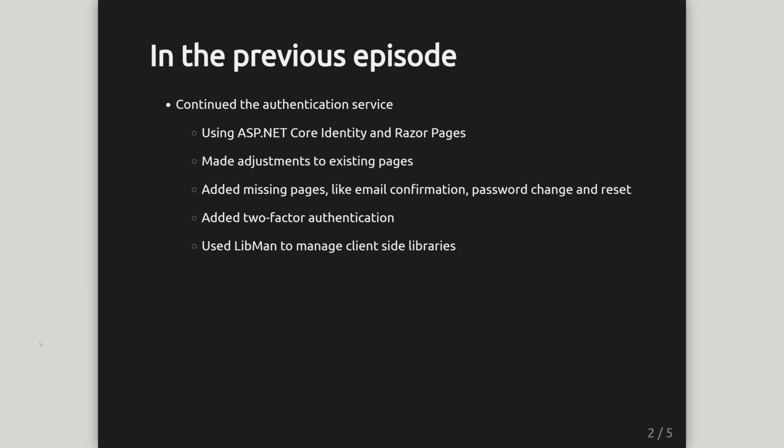So, in the previous episode, we continued the authentication service using ASP.NET Core Identity and Razor Pages. We made some adjustments to the pages we had developed previously, added a lot of missing pages like mail confirmation, password change, reset. We also added two-factor authentication support, and then we used libman to manage client-side libraries, install Bootstrap, and then make the application a little bit less ugly, although it's not really pretty yet.